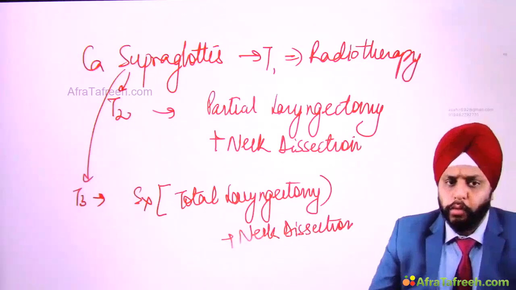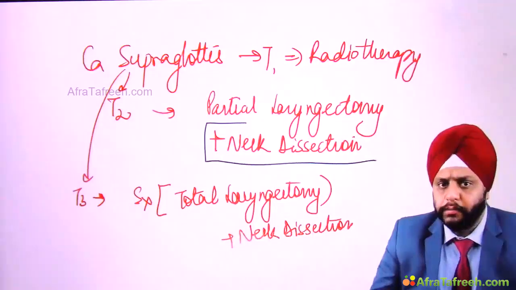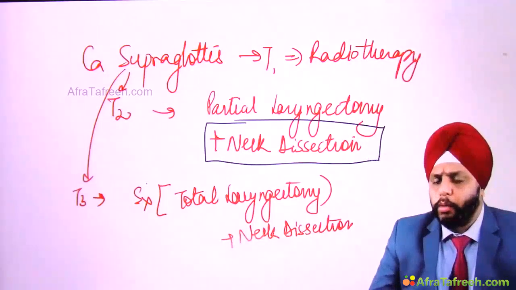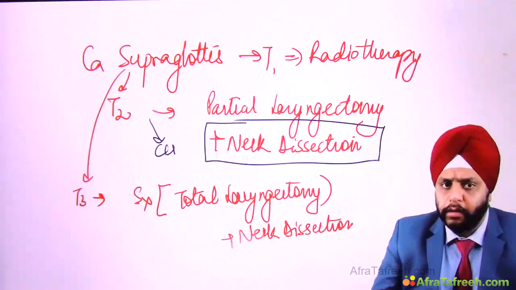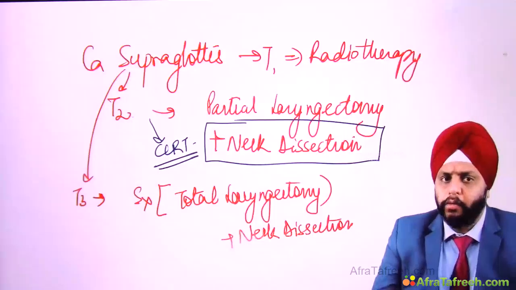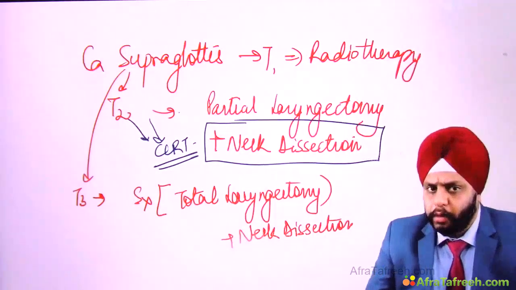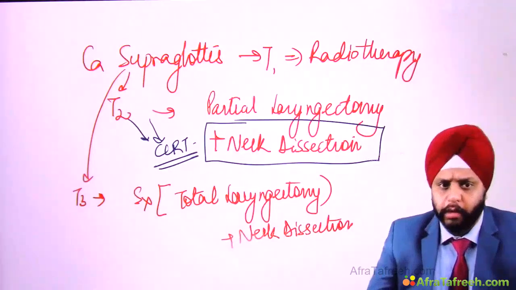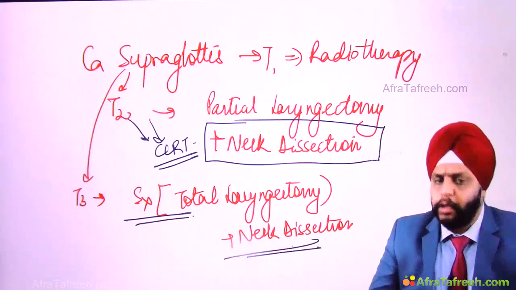Remember T2, if you don't require the neck dissection, okay, there is no lymph node involvement, okay, then you can even go for CCRT. Okay, so T2 supraglottis you can even choose CCRT if there is no neck dissection required, there is no neck lymph node involvement. But T3 you have to go for surgery along with neck dissection.